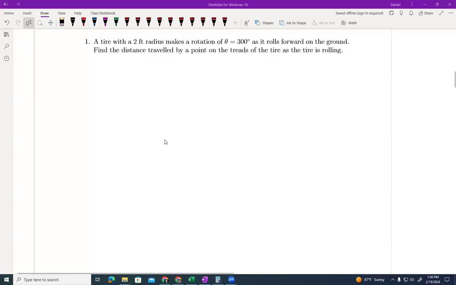Okay, everybody, let's go through this exam one here. So problem one, we have a tire with a 2-foot radius making a rotation of theta equals 300 degrees as it rolls forward on the ground. Find the distance traveled by a point on the treads of the tire as the tire is rolling.